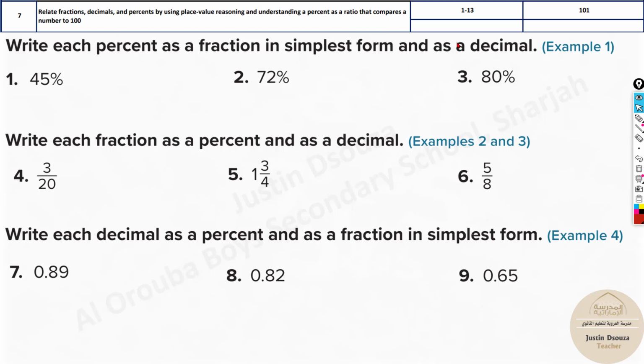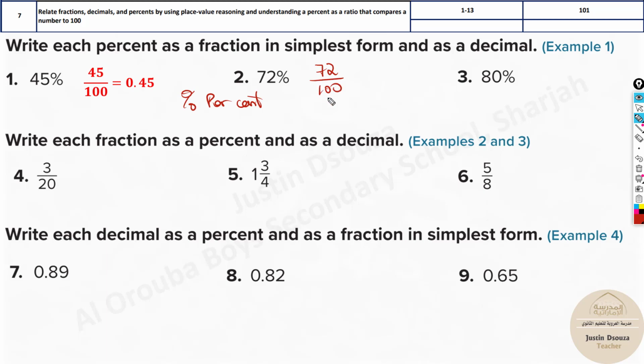Okay, so here we have these problems. Write each percent as a fraction in simplest form and as a decimal. What they want is just division. I'll tell you how we can easily do it. I will do the 72 one. Percent means dividing by 100. What is cent? Cent is 100. Per means division. So whenever you see percent, it's 72 divided by 100.